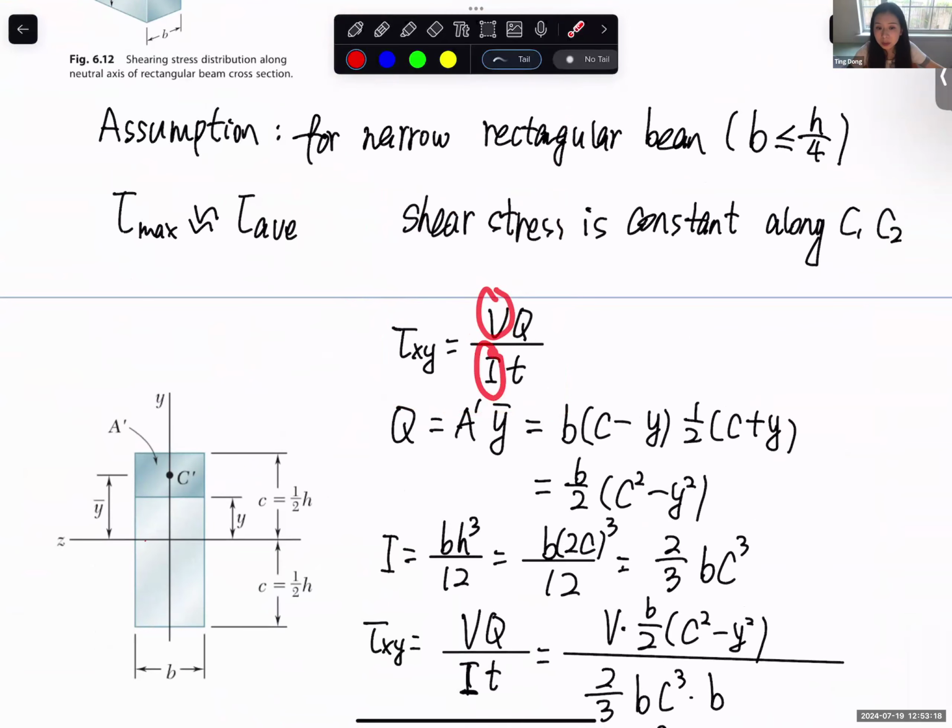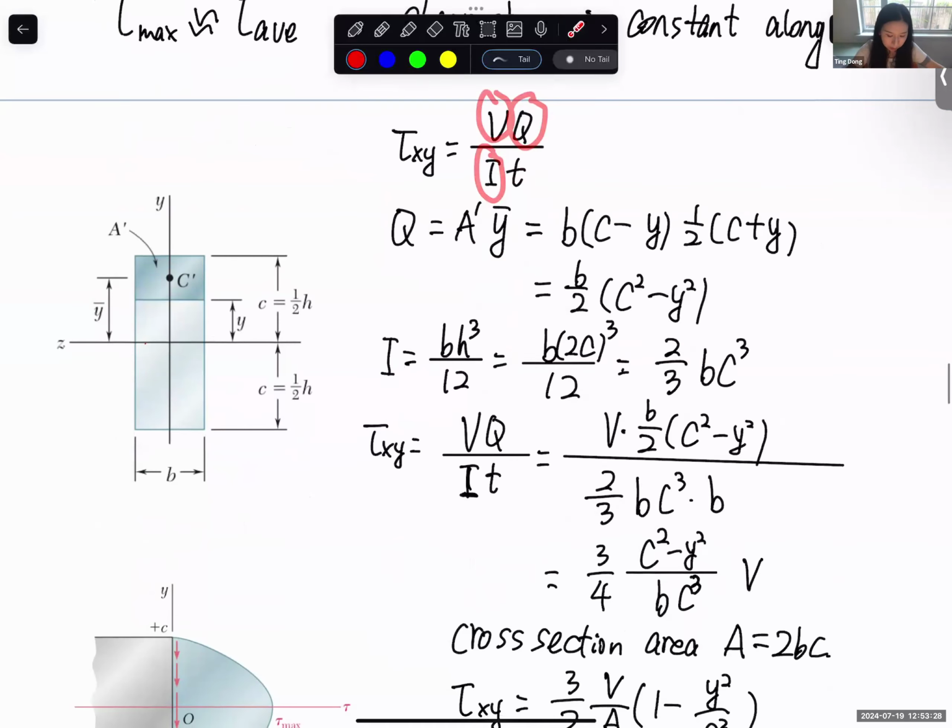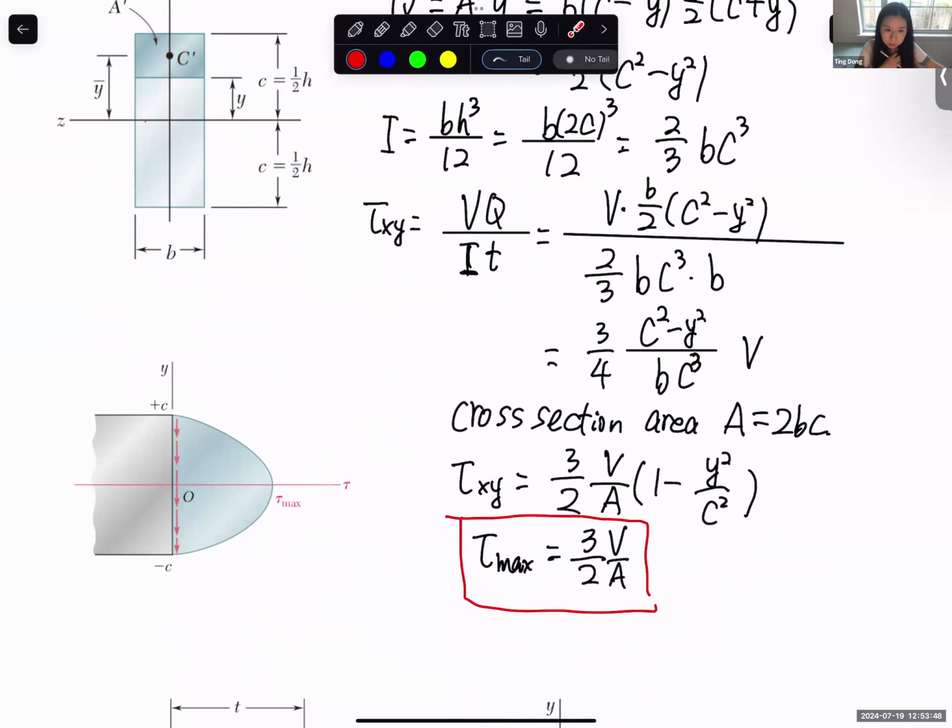And for I, this is always the same. It's the moment of inertia of the entire cross section. It doesn't change. Q, we also want to find the maximum Q, the first moment of area. And let's say for this shape, what is the maximum Q? This is the maximum Q, right? And also you can see from the distribution, the maximum shear stress, as I showed here for this narrow rectangular, is quadratic: it starts from zero, increases, increases, increases, maximum at the neutral surface. And then after the neutral surface, it decreases, decreases, decreases, back to zero, symmetric about the neutral surface.